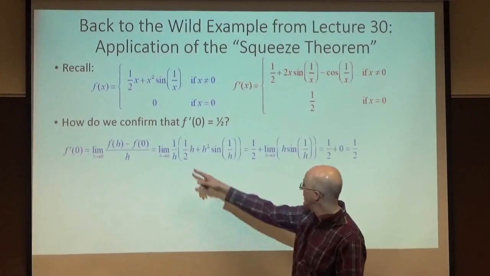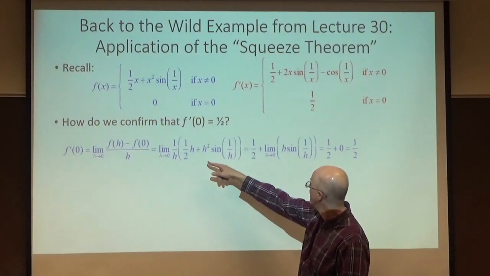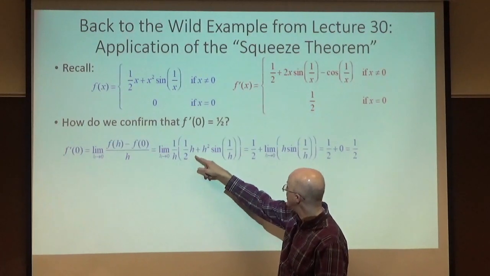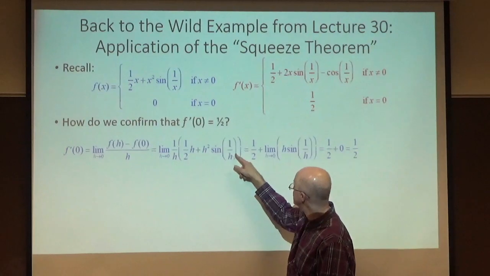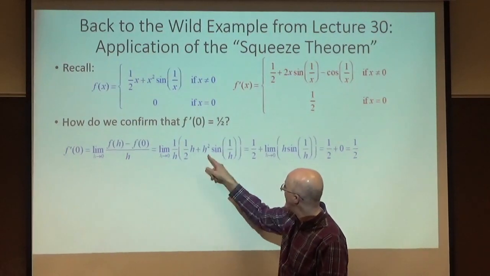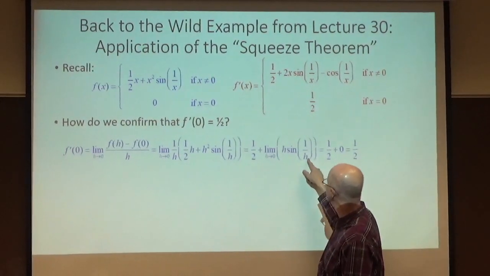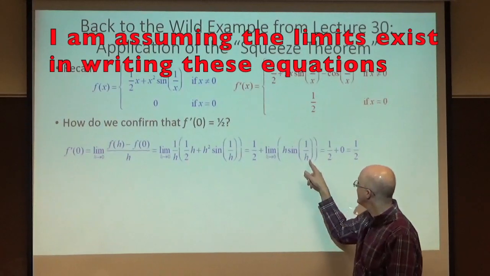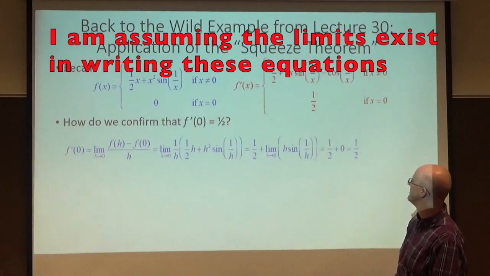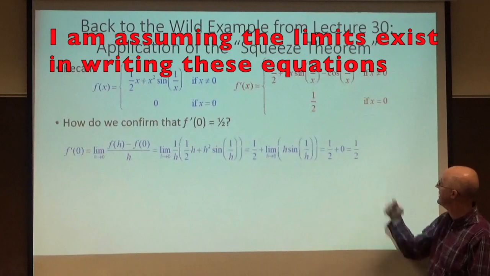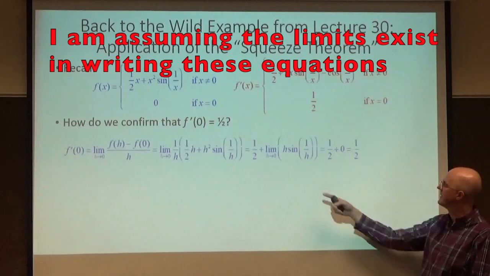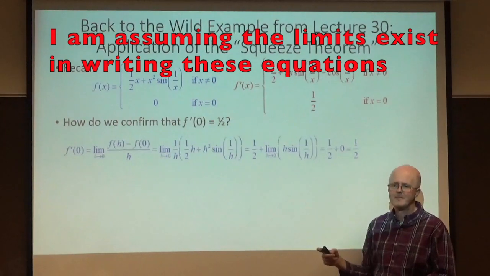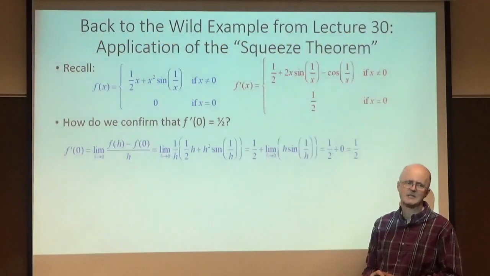You can multiply the 1 over h through the parentheses. 1 over h times 1/2 h is just 1/2. The h's cancel. 1 over h times this, the h's cancel as well, giving me this. And I claim the limit of that is 0. So the final answer is 1/2. How would you prove that this limit is 0? You need a theorem. It's called the Squeeze Theorem.